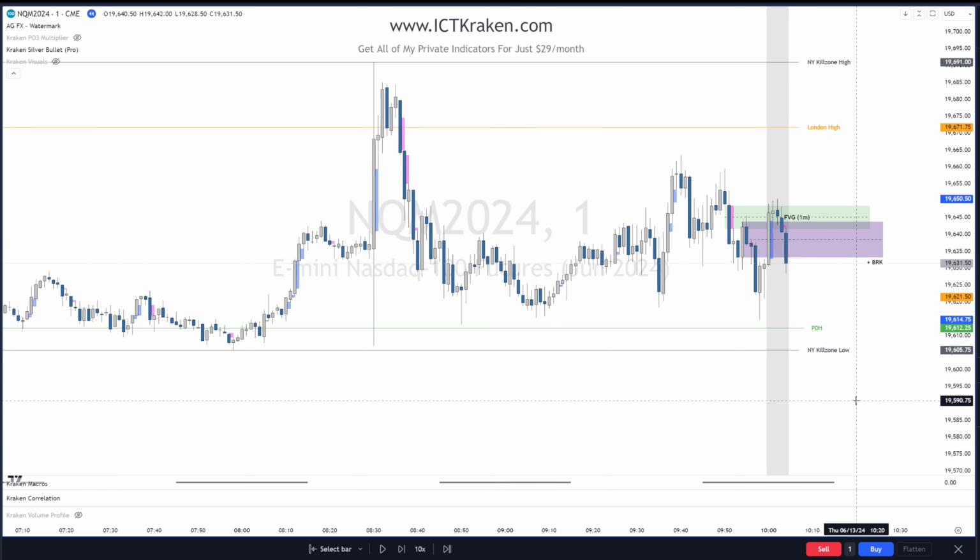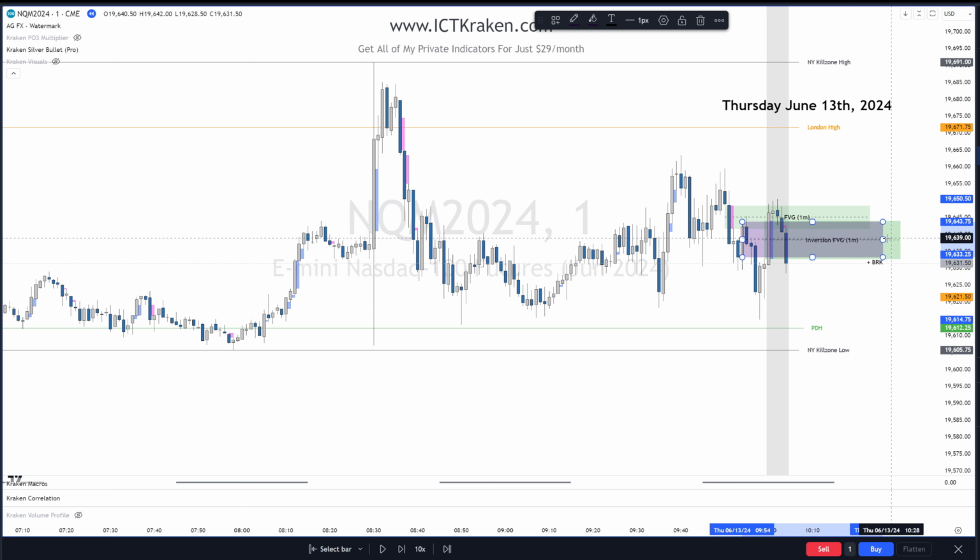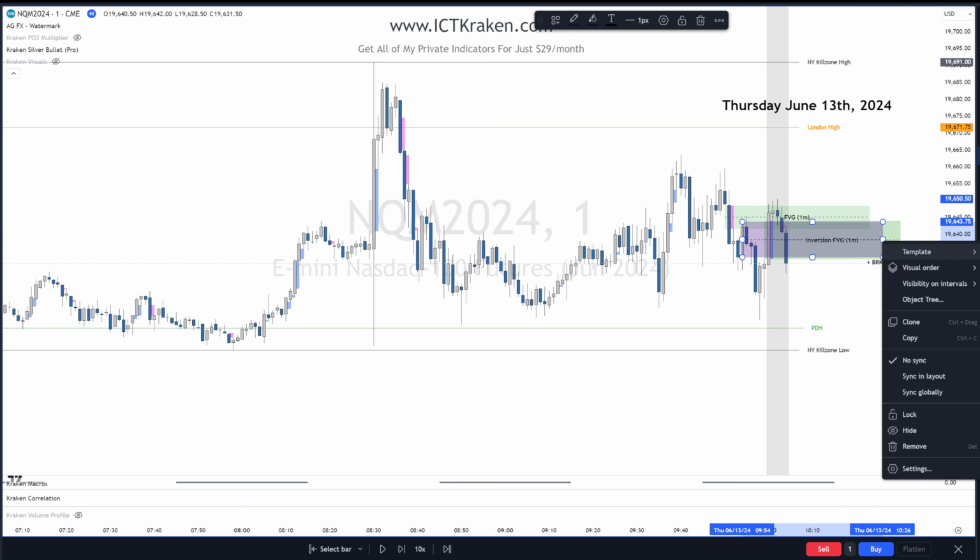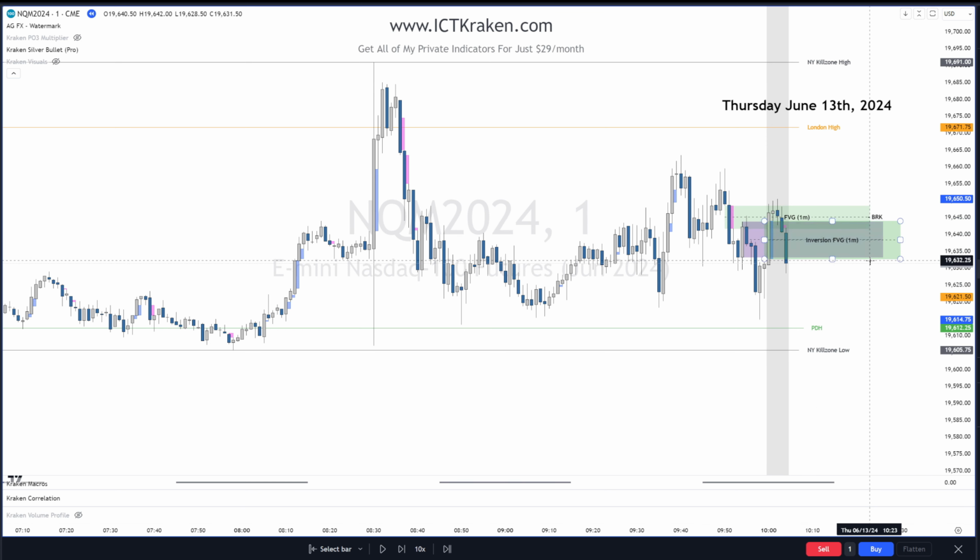Violated it. Didn't even care about it. Let me put this on here. Switch that on, and let's throw that as an inversion now. It's closed below, and we have an inversion breaker. So I'm going to take the breaker and make it an inversion breaker.